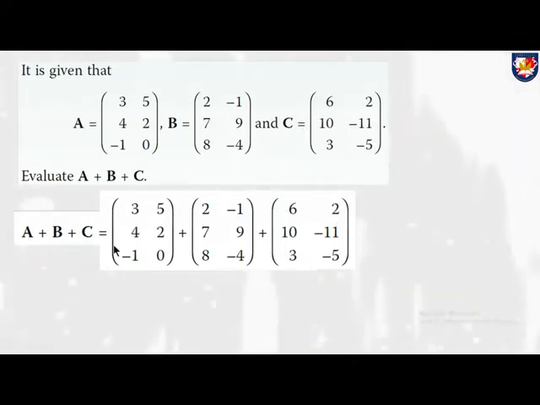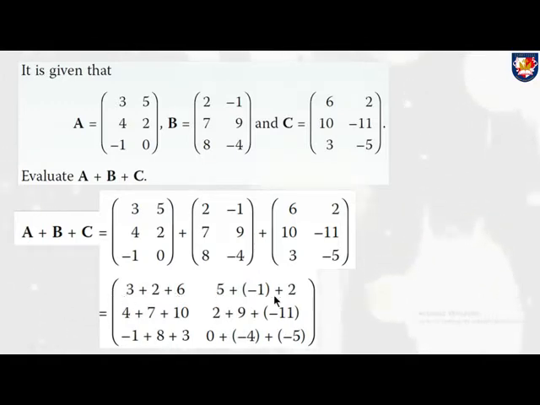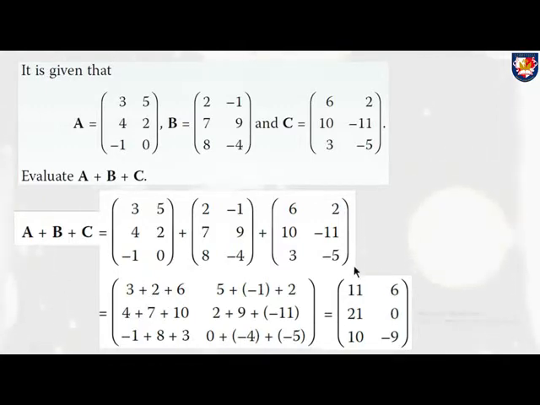So for A plus B plus C, we simply add the corresponding elements. And remember, each matrix A, B, and C has the same order. All matrices have the order 3 by 2 because there are 3 rows and 2 columns. So we add all those numbers together and we'll find that matrix A plus B plus C equals this matrix. It's quite simple. And the sum A plus B plus C is still a matrix with order 3 by 2. It has to be the same order.